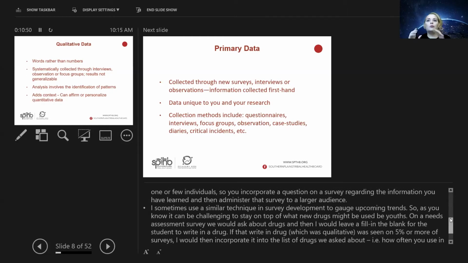Similarly, you can also reverse that. There's a technique that I've used in the past when I'm doing surveys on adolescents pertaining to drug use. What I'll do is I'll list the common drugs, and then I'll have a write-in question that says other. Now, that would be considered qualitative data. And so if a certain drug reaches a 5% or more threshold, I'll know to incorporate it as a standard answer the next time we do the survey. And it also helps kind of keep a pulse on what's going on in the community.